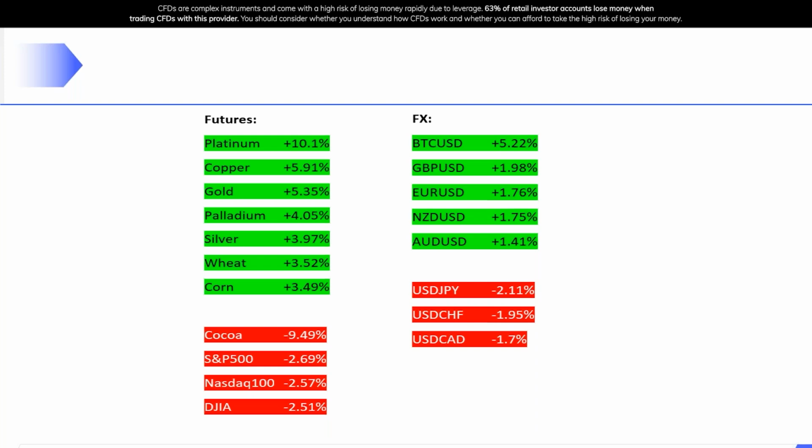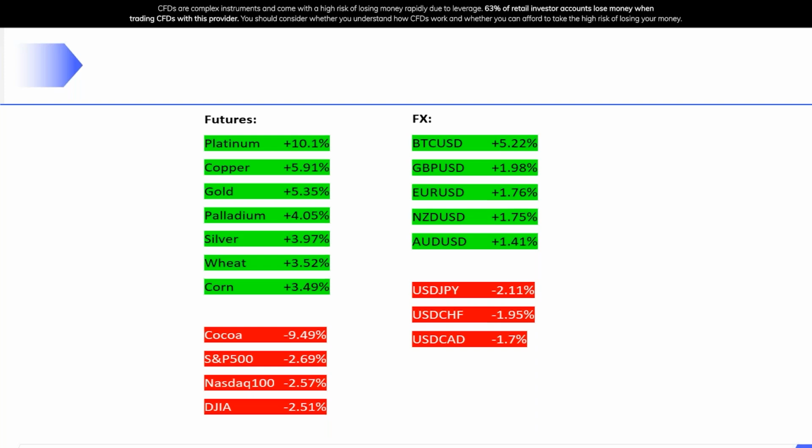About 3.5% each. On the downside, if you remember last week, cocoa made a huge move up. I think it was 18%, right? Now it's down 9.5% this past week, cocoa. S&P's down 2.69%, NASDAQ down 2.57%. These are the futures. And Dow Jones down 2.51%. So that's as far as the futures.